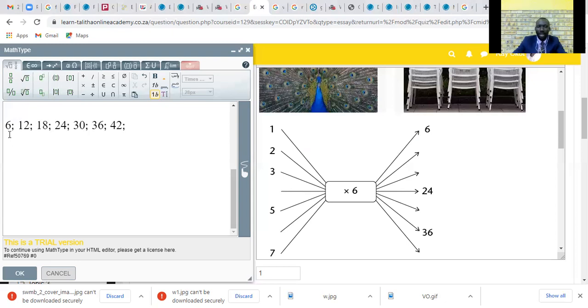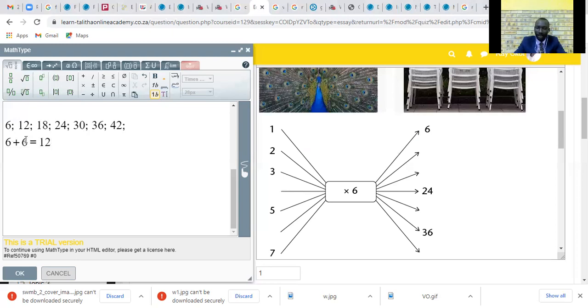Either a number was added to the first term, or the number was multiplied to the first term, if the second term is bigger than the first term. For example, from 6 to get to 12, what do we do? We have to add 6. Then we get the second term.